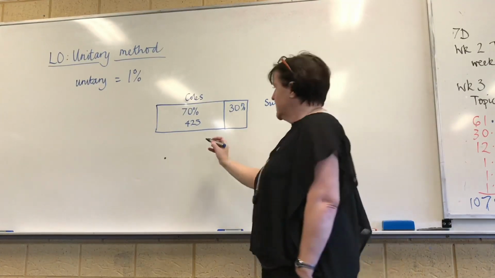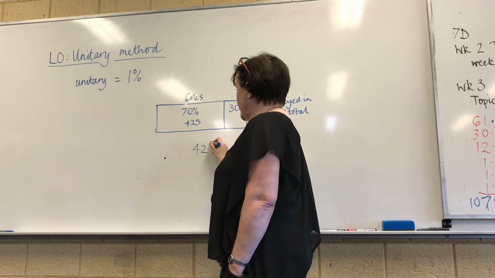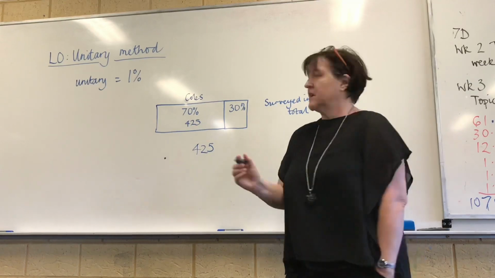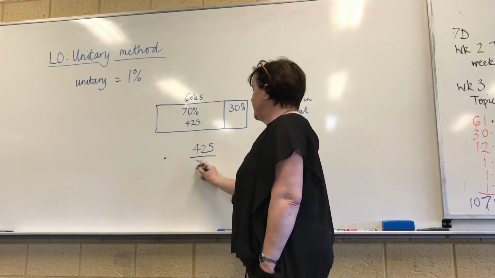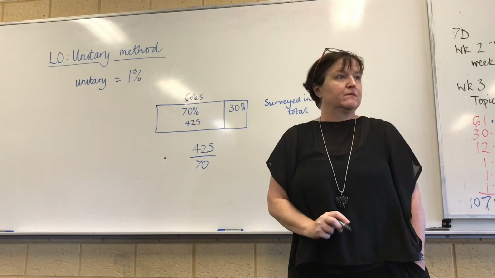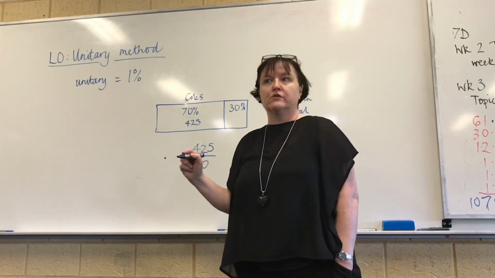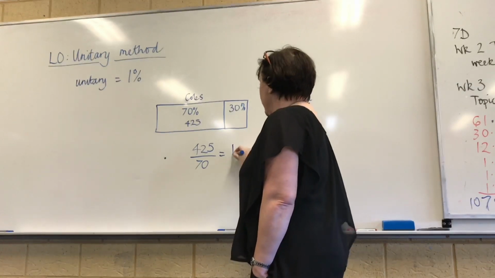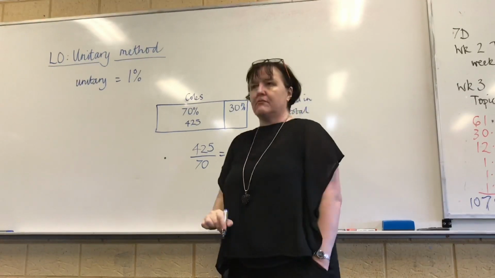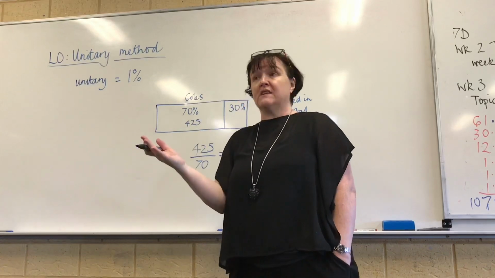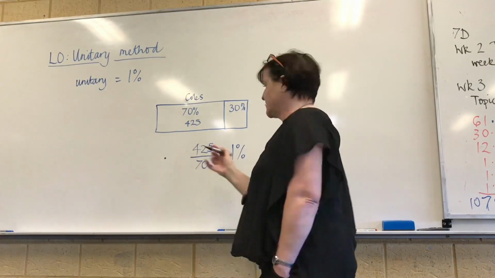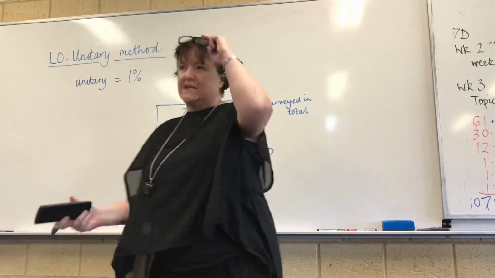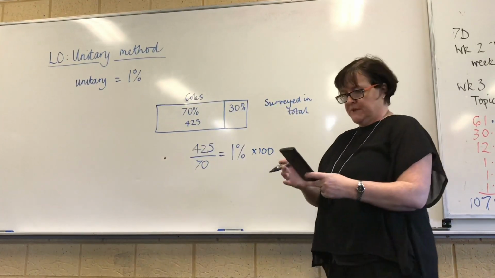So what you do is you take your 425, which represents 70% of the whole amount, and then you divide it by that 70. Because what will that give you? 1%. It'll give you 1%, won't it? That's right. And then in order to find the 100%, what will you do? Multiply by 100, that's right. Multiply by 100.